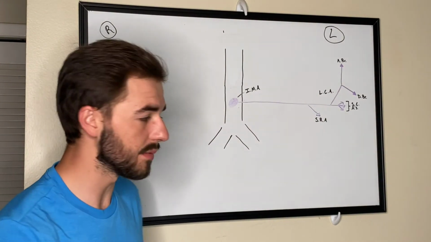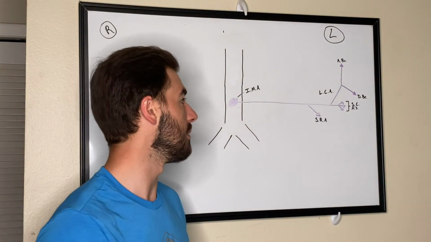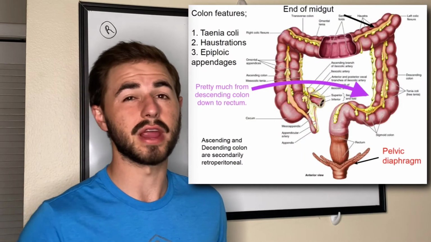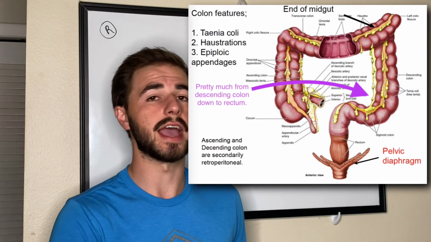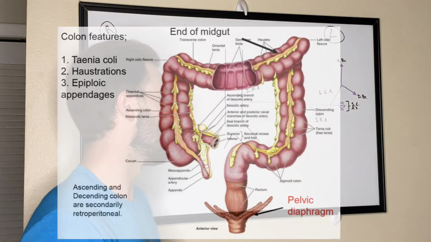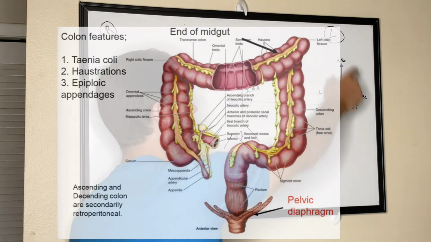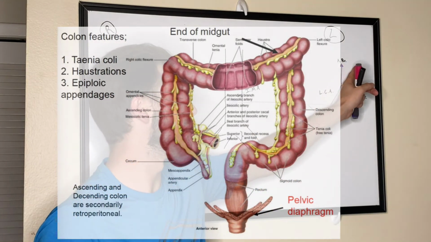So this one is going to be a little bit easier to understand. It's got fewer branches, and pretty much how I memorized the IMA first was that it was the only branch that supplies pretty much everything on the lower left side of the abdomen. So what do I mean by that? If you look over here, look at how the colon has the ascending, transverse, and descending parts. Well, it also has a branch that supplies that.